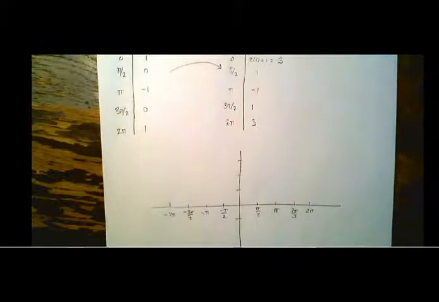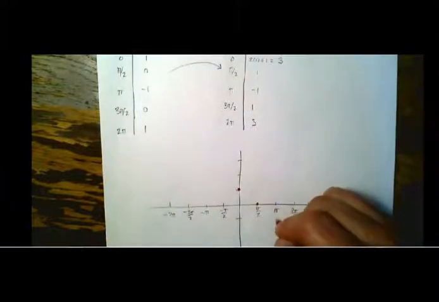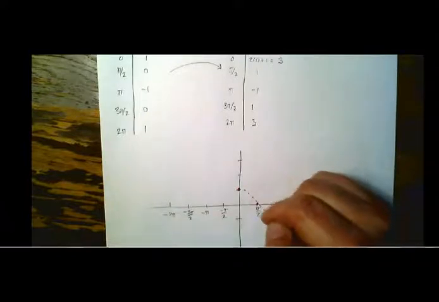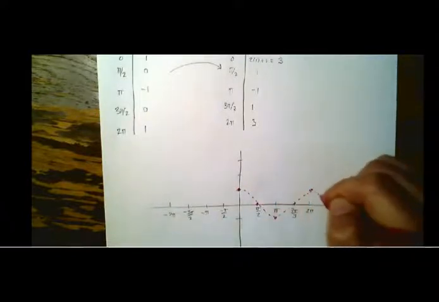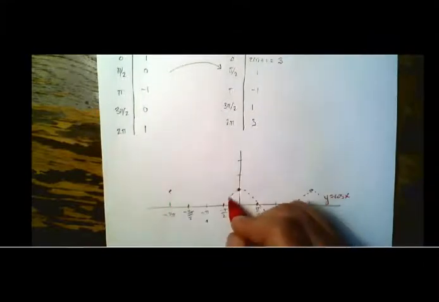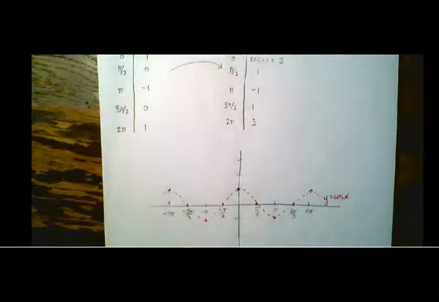Now we'll graph the original and the transformed graph here. So our cosine, remember, started at 1, 0, negative 1, 0, 1. That's the parent cosine function. And of course it went back the other way as well. Same kind of thing. All right, continue. So there's the original cosine function.